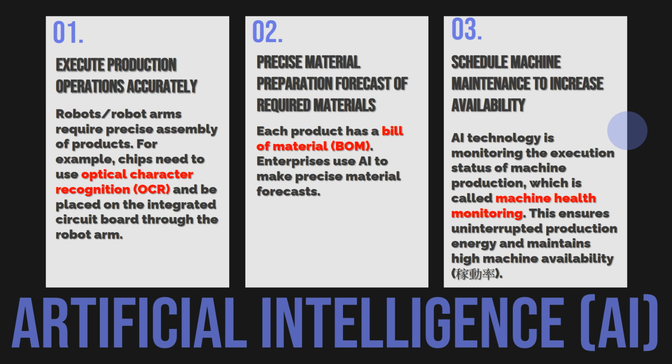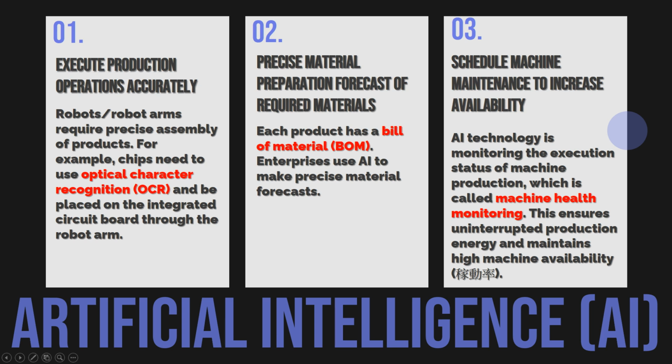Okay, and the second part is about precise material preparation, forecasting required materials. And remember, each product has a BOM, okay, bill of material. So the business or enterprise needs to use AI to make a precise material forecast, okay? In part 3, they need to schedule machine maintenance to increase availability, okay?